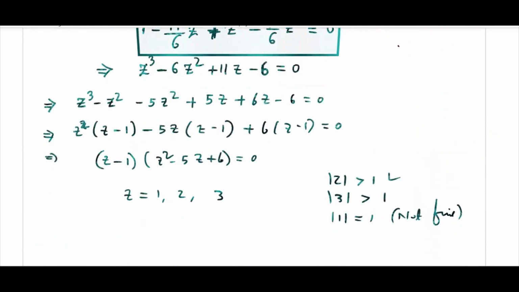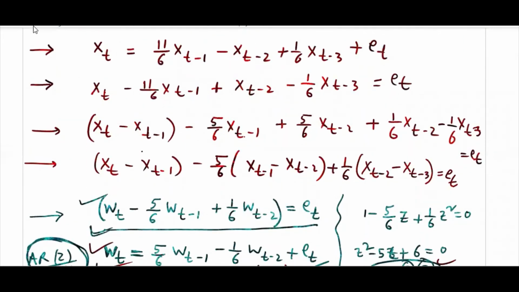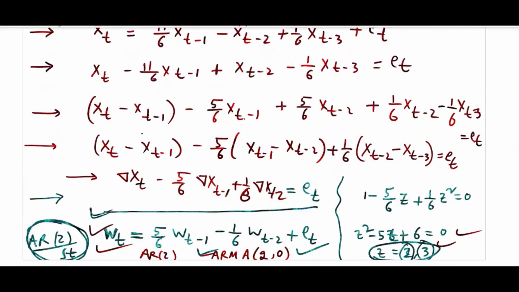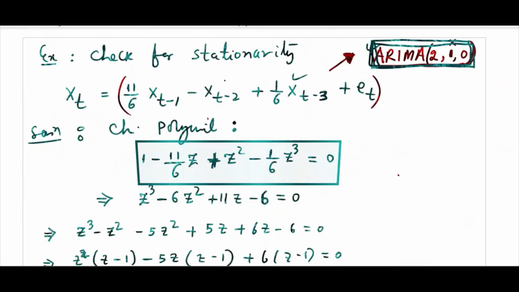Also remember, in notation, if you want to use notation instead of this one, you can write this. We write nabla X_t minus 5 upon 6 nabla X_{t-1} plus 1 upon 6 nabla X_{t-2}. And if you do it twice, we write square here. This is the transformed one. After doing it once, we checked it is stationary. So this is the ARMA 20 stationary one. That's why this is ARIMA 210.